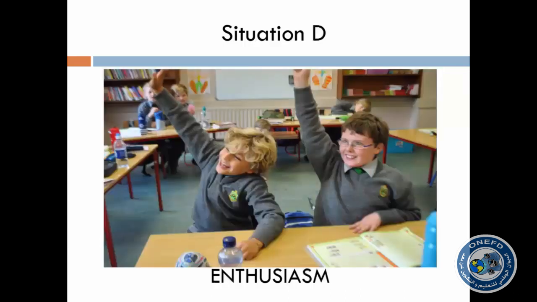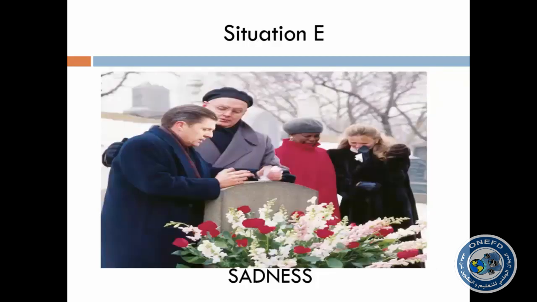Situation D. The two pupils who are raising their hands happily in the classroom, they are expressing enthusiasm. They are very happy to be in the classroom. They are very much ready to participate in their classroom activities. Situation E. The group of people who are in the cemetery and visiting a grave, they are crying. Usually when we go to the cemetery and visit someone that we know who has passed away, we are sad. So here we are expressing sadness.